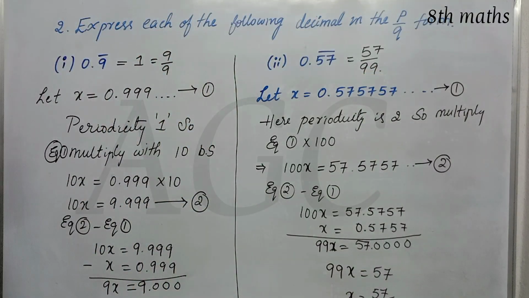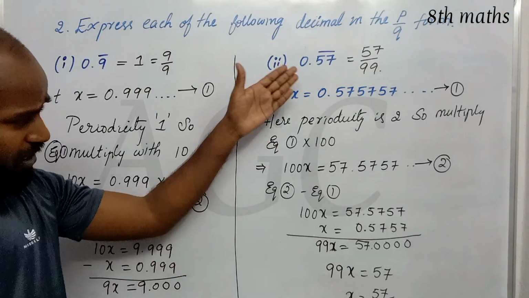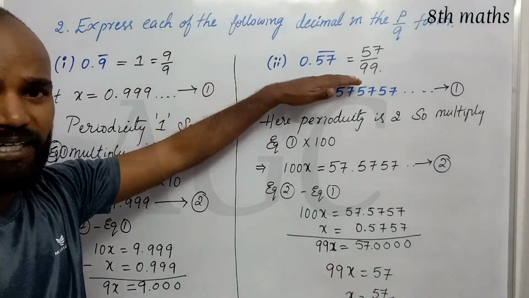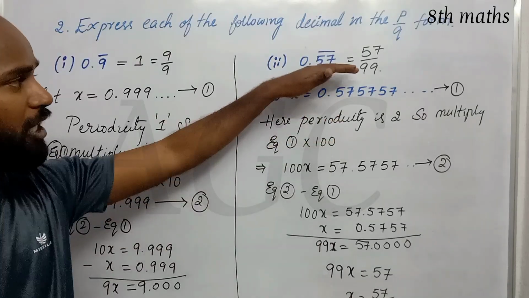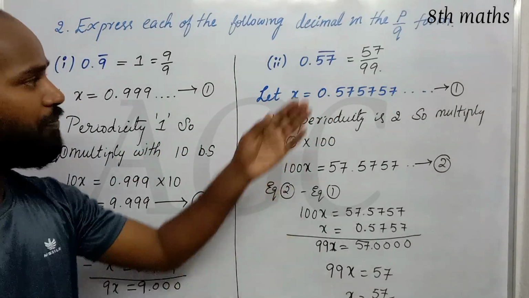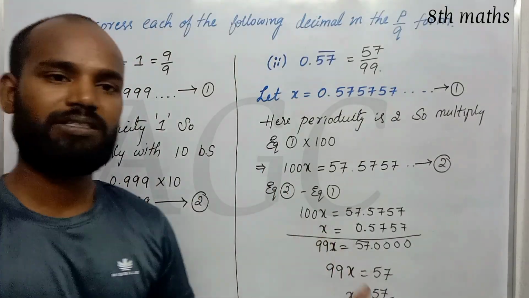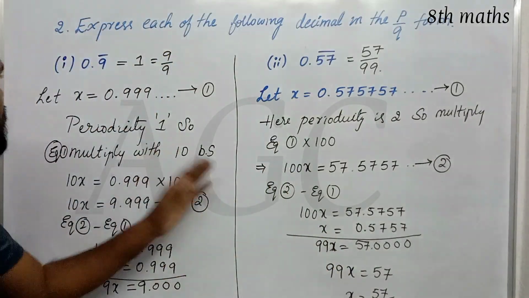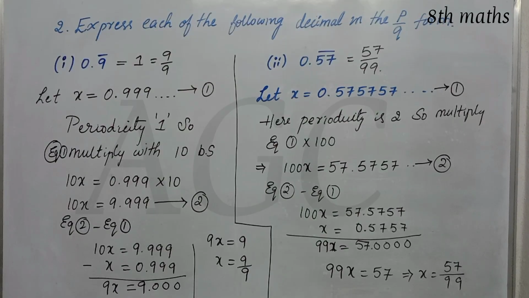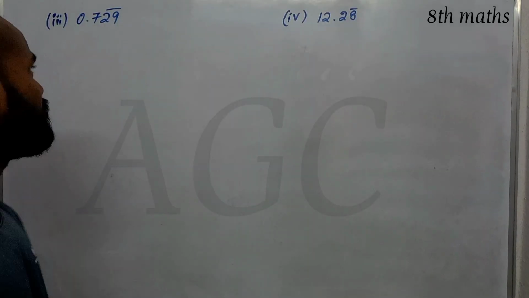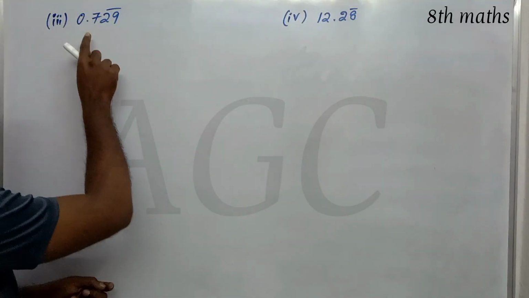This is very simple. So just remember that whatever the periodicity, you have to multiply the equation 1 with the periodicity. So if the periodicity is 2 means multiply with 100, periodicity 1 means multiply with 10. Okay, so that's all about these two solutions. Last step is not visible actually, so I wrote here again 99x equals to 57, then x equals to 57 by 99. These are the answers.